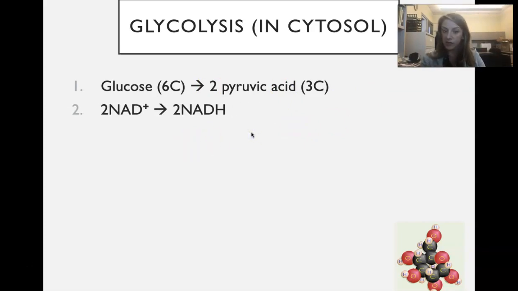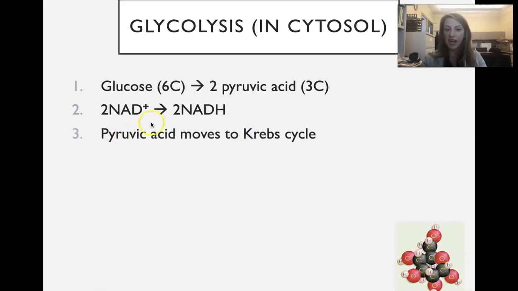Additionally, in this process of glycolysis, we have 2 NAD+ molecules that are turned into 2 NADH molecules. The pyruvic acid coming out of this process moves on to the Krebs cycle, while the NADH go to the electron transport chain. So these NADHs are electron carriers. They're going to take electrons and bring them to the ETC. And that'll become important later.